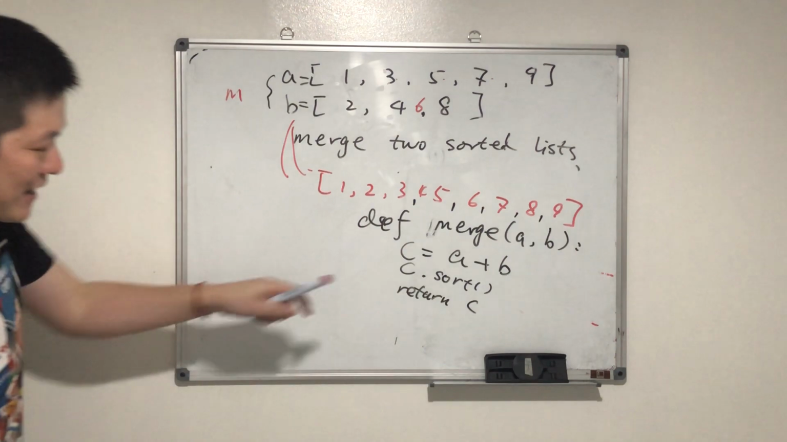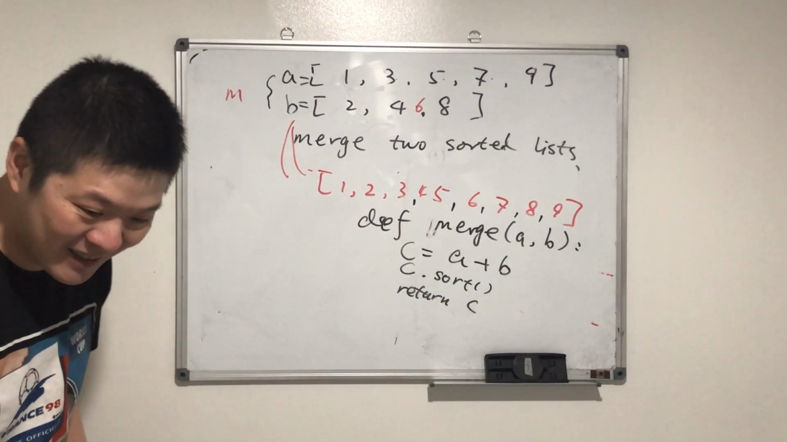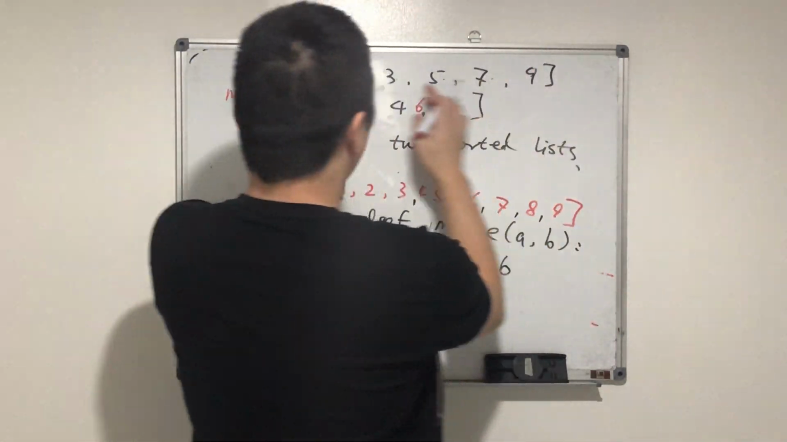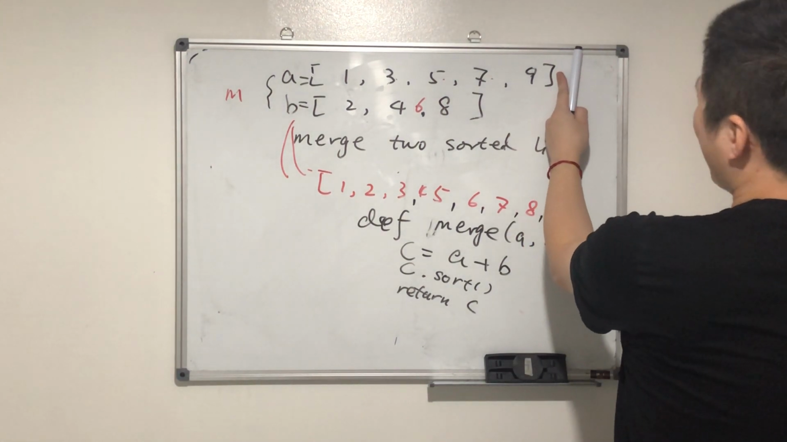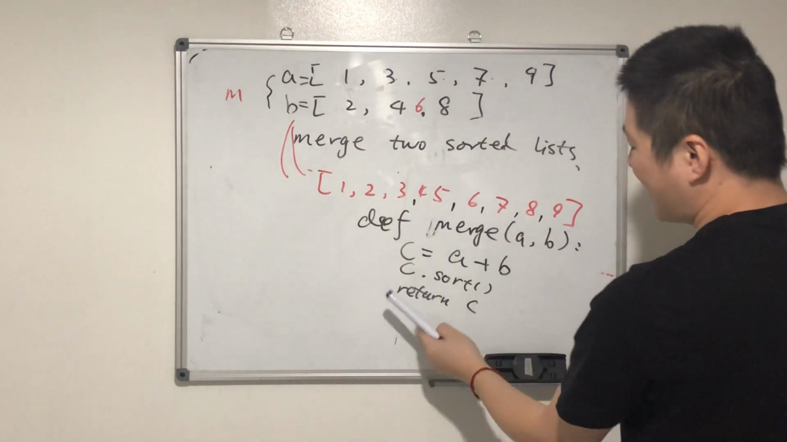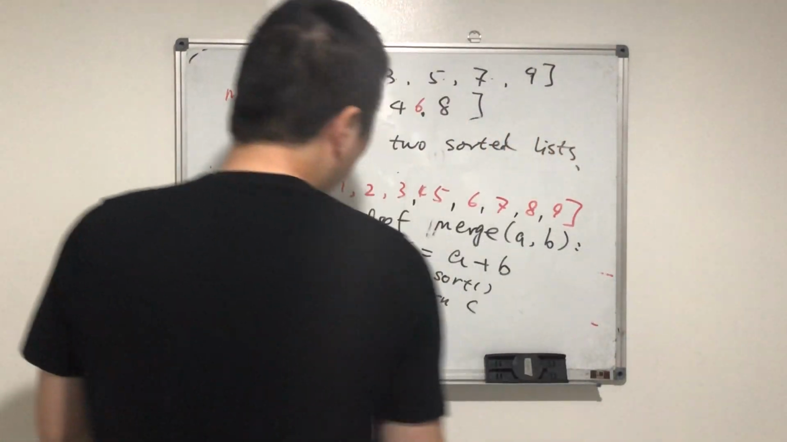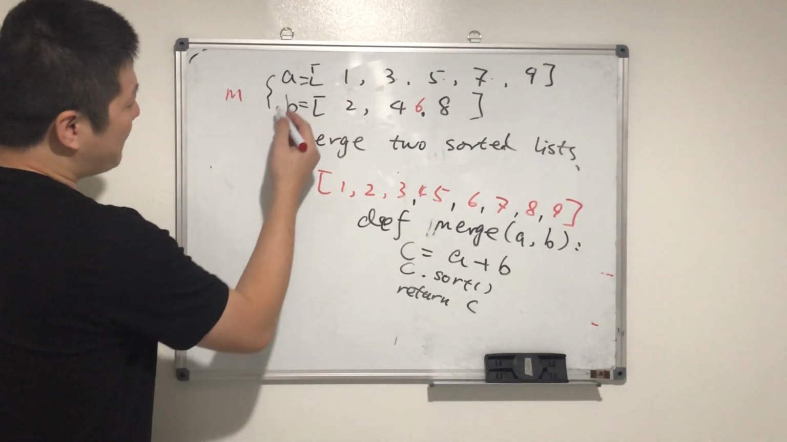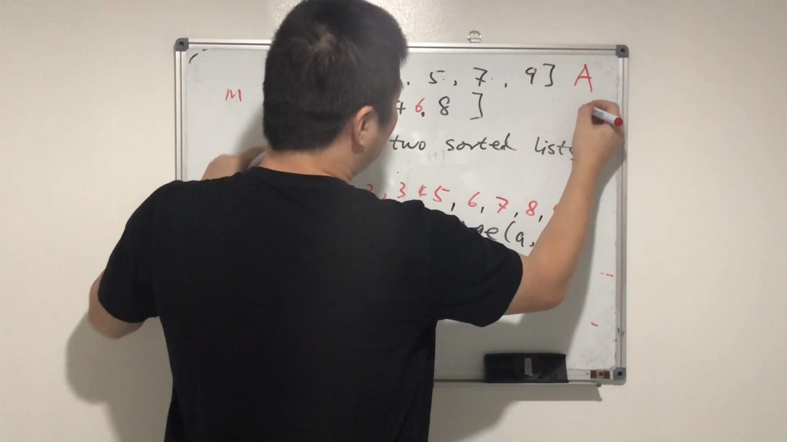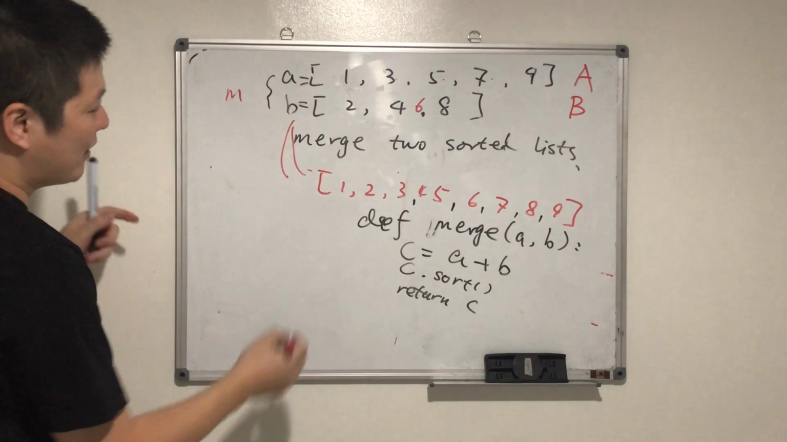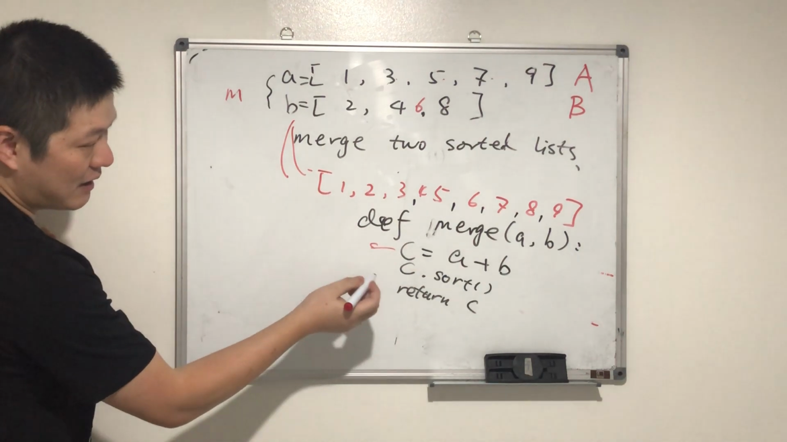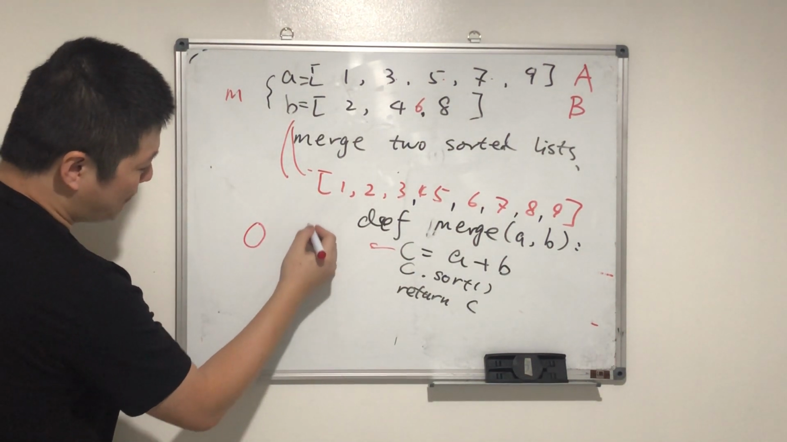Okay, so this is one way of doing it. It's quick, right? A plus B will become this: 1, 3, 5, 7, 9 and 2, 4, 6, 8. This is a big list. C will become this list, then I sort it, and I return C. If the size of this is big A and the size of this is big B, then the size of C is A plus B.